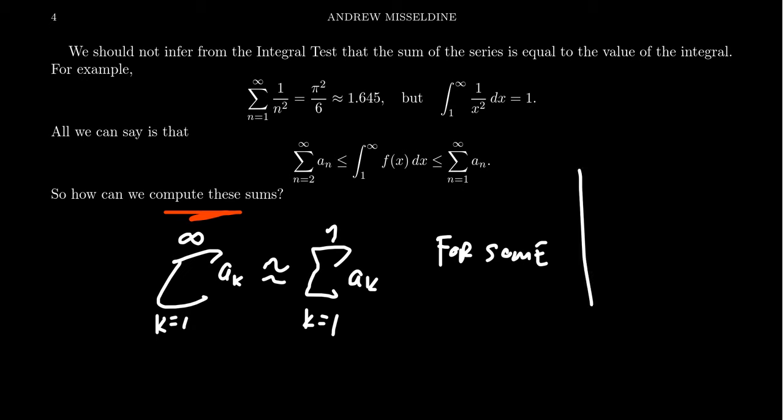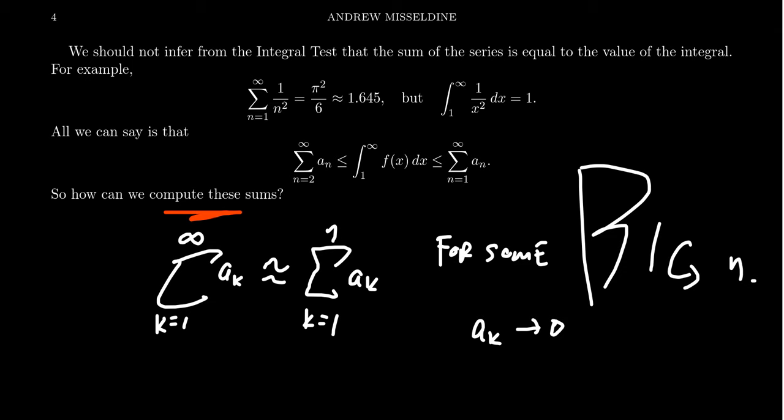for some big n. You see how big that was? That's a big n right there. Because the idea is that our sequence a sub k approaches 0 as k goes to infinity. These terms are getting smaller and smaller and become so insignificant in the grand scheme of things that if we take a sufficiently large partial sum, the partial sum will be approximately the same thing as the series. So we can estimate the series using partial sums.